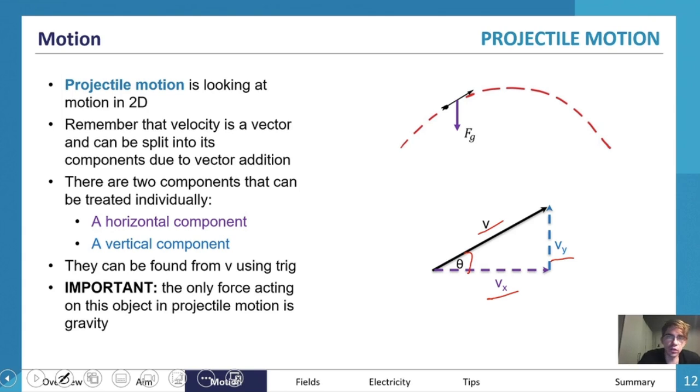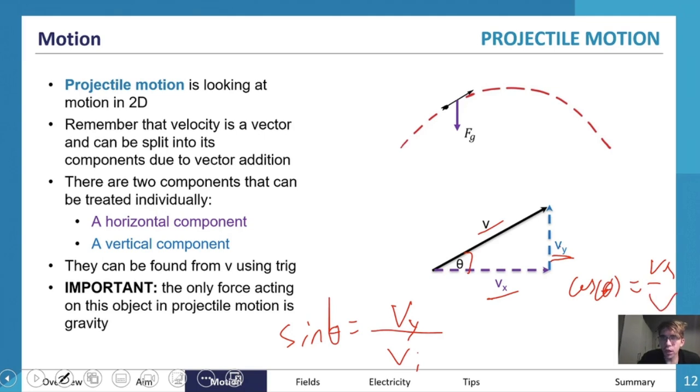Well, vertical velocity, Vy, think about it this way. Sine theta is equal to vertical velocity over the hypotenuse, the initial velocity they've given you. And cosine theta, you're going to use trig, is equal to Vx over V. So how do you find Vy and Vx? Well, Vy is equal to initial velocity sine theta, or Ui I should say. And Vx is equal to initial velocity cos theta.